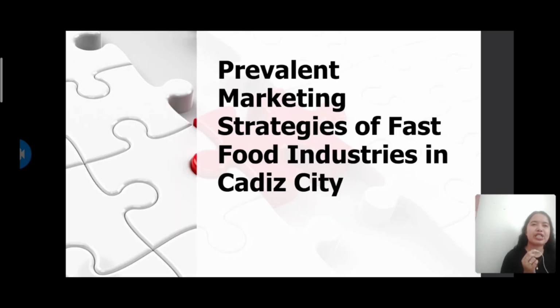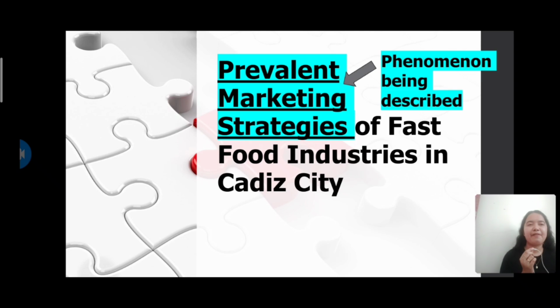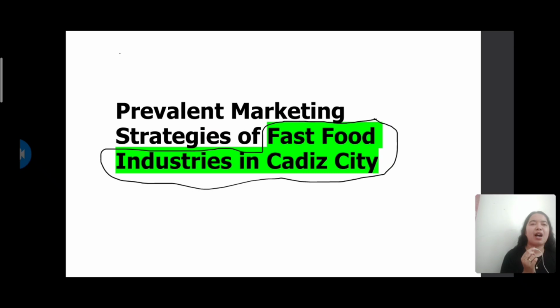Let's read research title number 2: Prevalent Marketing Strategies of Fast Food Industries in Cadiz City. Now, what is the phenomenon being described in this research title? The phenomenon being described is the prevalent marketing strategies. Whose population is being described in this research title? The population being described are the fast food industries in Cadiz City.